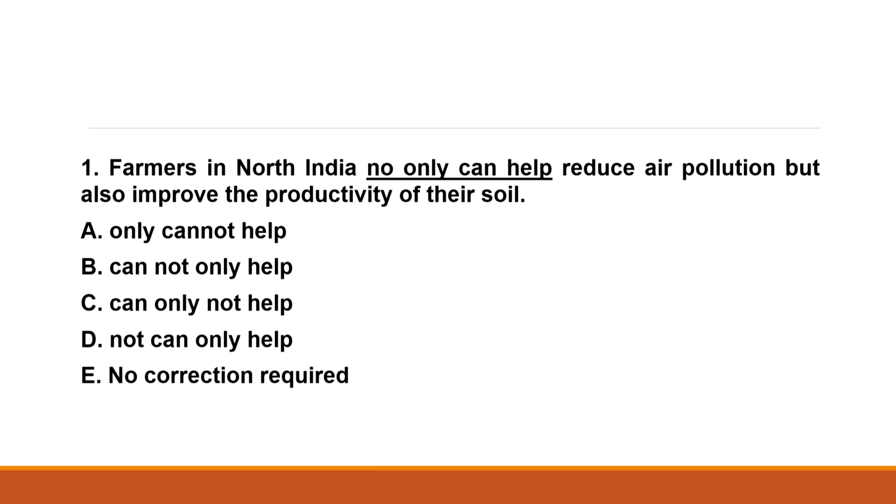So, is it done? Let's discuss. Let me first read out the sentence given. Farmers in North India not only can help reduce air pollution, but also improve the productivity of their soil. So, the error in the underlined part is that of the inappropriate use of the correlative conjunction, not only but also. It should not be no. So, the use of no is incorrect over here.